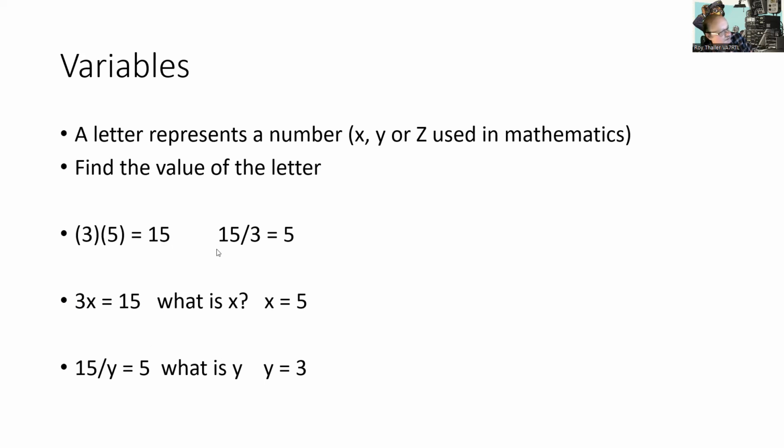And then you could do the same thing for this equation over here. So 15 divided by y equals 5. So what you would have to do is solve for y. And in this case, you'd divide both sides by 15, and then flip the thing around, and then y equals 3. So we'll be using this in Ohm's law, and this is all the algebra that we're going to be doing. It's just using variables and solving for one variable.